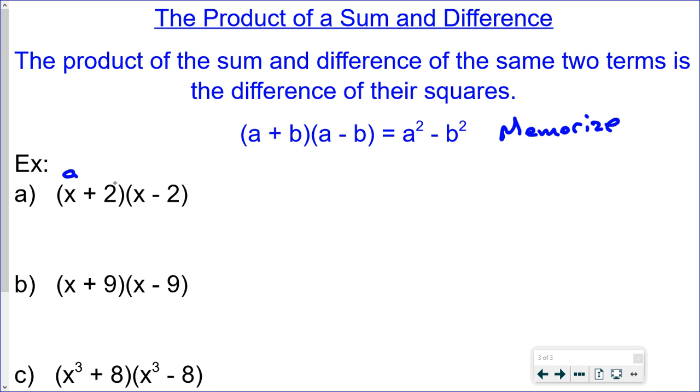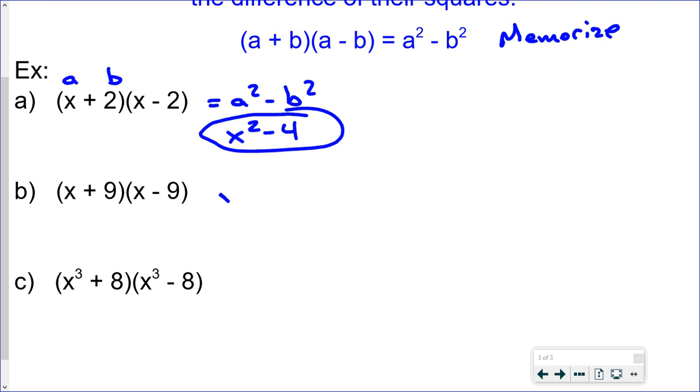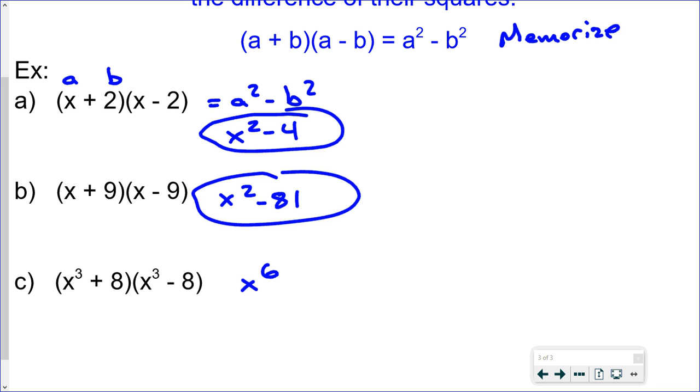This is a, this is b. So if I take a squared minus b squared, that would just be x squared minus 4. And that's your answer. Again, a lot quicker than using FOIL or one of the other methods. This one would be x squared minus 81. Again, the FOIL method works. On this last one, a squared is x to the third times x to the third, that's x to the sixth, minus 8 times 8, which is 64.